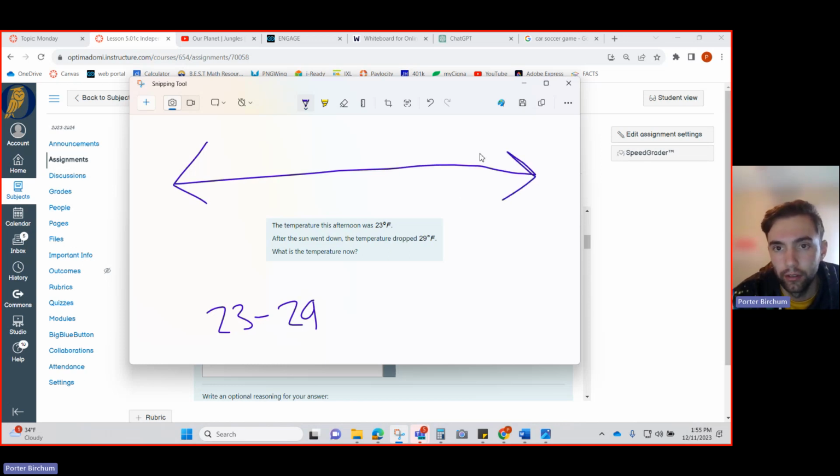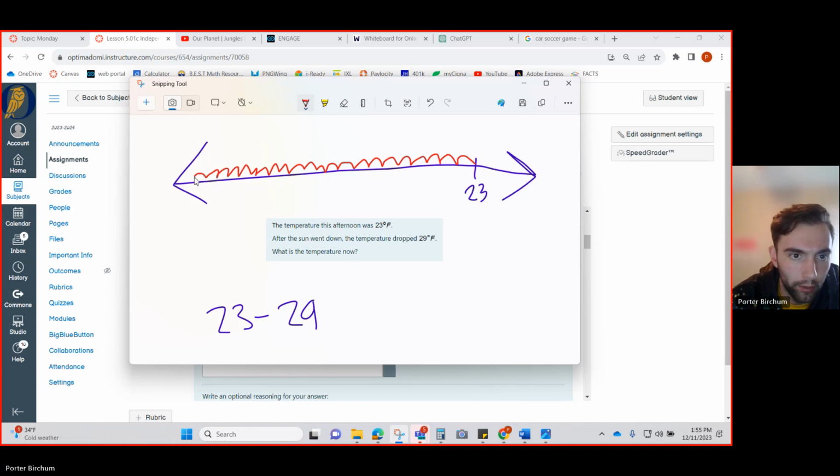Just so I have enough space, I'm going to have 23 start here. I'm going to go down 29, so to the left. 1, 2, 3, 4, 5, 6, 7, 8, 9, 10, 11, 12, 13, 25, 26, 27, 28, 29 jumps. Whoa. My line wasn't big enough. Okay, so this is 22.